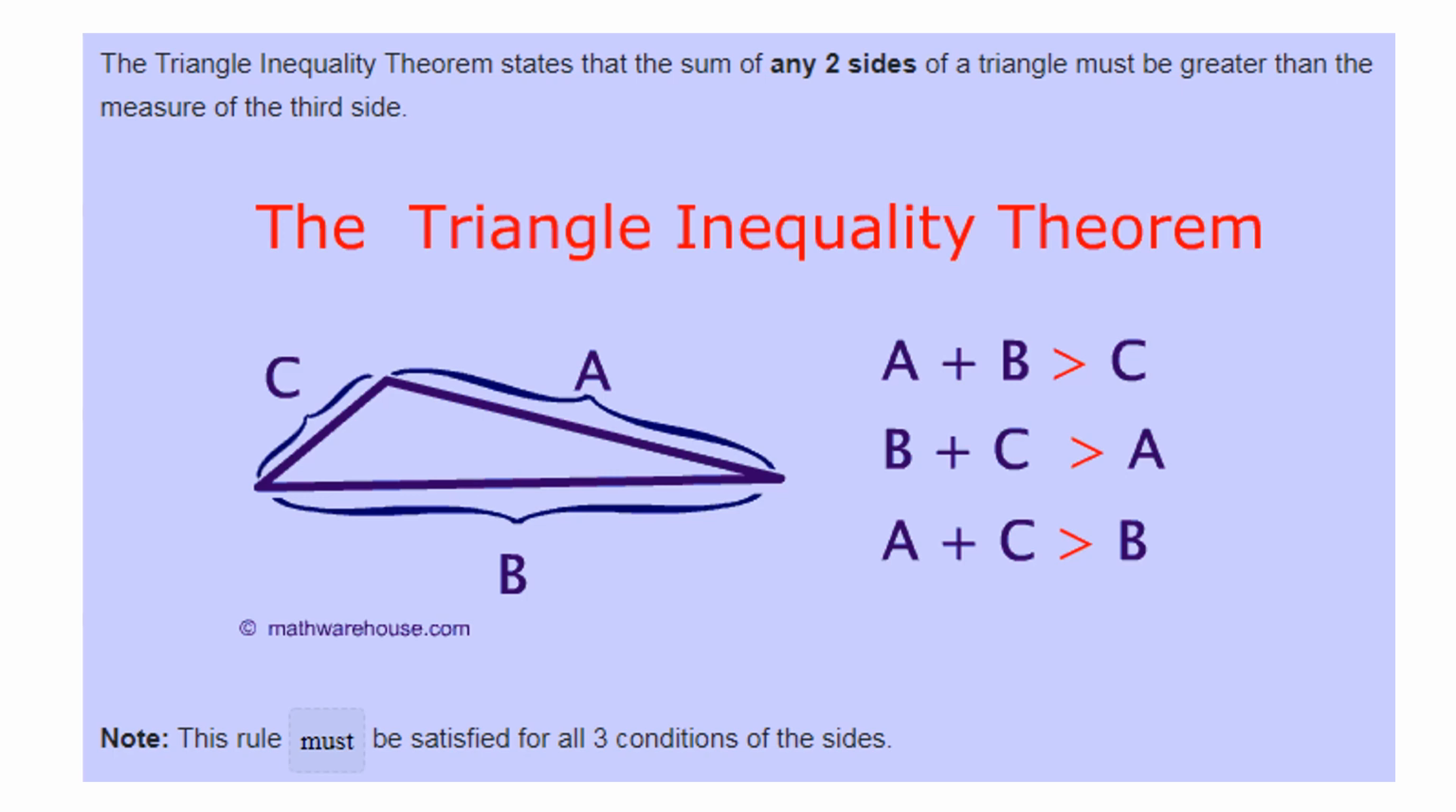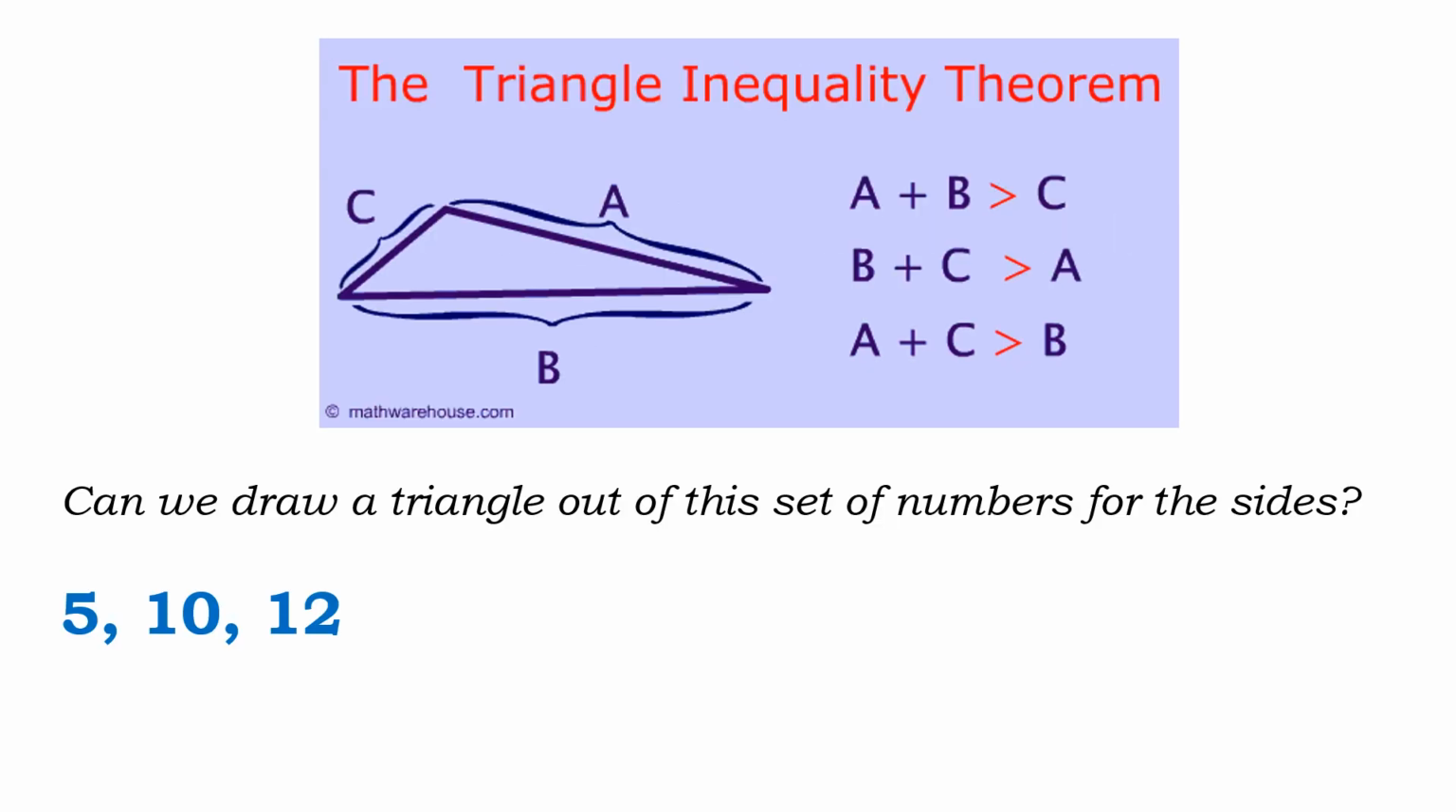So in this case, we have A plus B is greater than C, and then B plus C is greater than A, and then A plus C is greater than B. Alright, so let us try to draw a triangle out of this set of numbers. Can we draw a triangle out of this set of numbers for the sides? We have 5, 10, and 12.